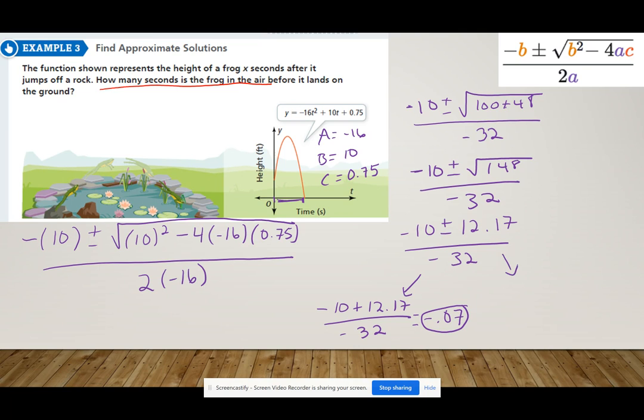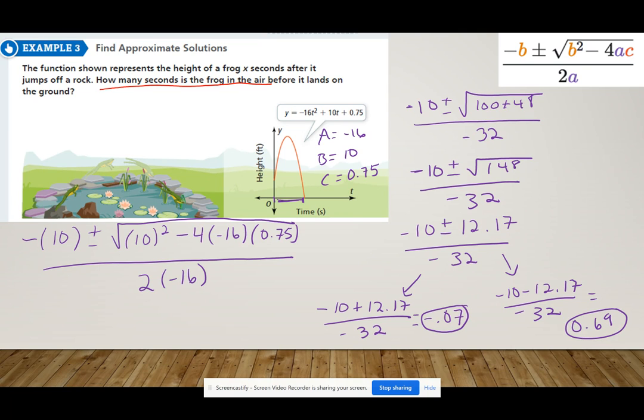All right, now I'm going to do the negative one, because we already did the plus. Now we do the minus. So negative 10 minus 12.17 over negative 32. I'm going to do the same thing in my calculator. Negative 10 minus 12.17 divided by negative 32, and I get 0.69.